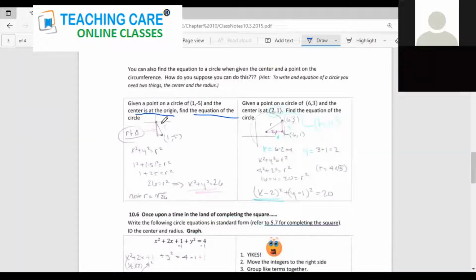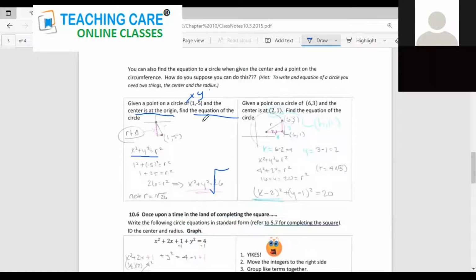What you can do here: center at the origin means the equation of the circle is x squared plus y squared equals r squared. Understood? So here it would be 1 squared plus, just take this as x and y. Finding the r value is very easy because the circle passes through this point. My only hindrance is that I don't know the radius, so that's what I'm going to find here. x is 1, y is -5. Just square it out, and r squared is 26. So r will be equal to the square root of 26.